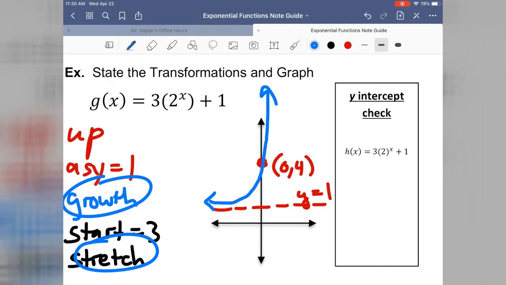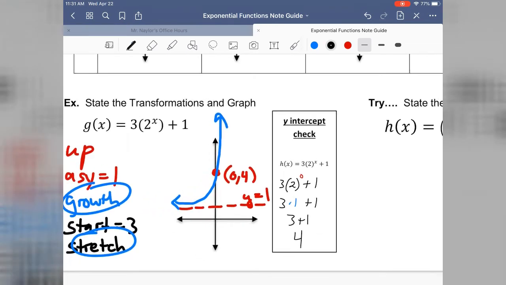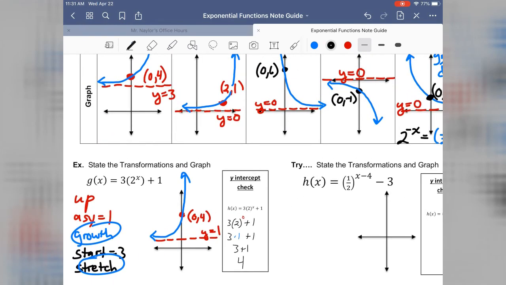Now, I'd like to add to this what I call the y-intercept check. And the y-intercept check is simply understanding that a y-intercept is always when x is equal to 0. So if I plug 0 into this equation, I can find out by some arithmetic that my y-intercept is going to come out to be, well, let's do some arithmetic because 2 to the 0 is equal to 1. You always do exponents first, right? So now we have 3 times 1 plus 1. And, oh yeah, that is going to come out to be my y-intercept of 4. So we just do a little arithmetic check to make sure that our graph is right.